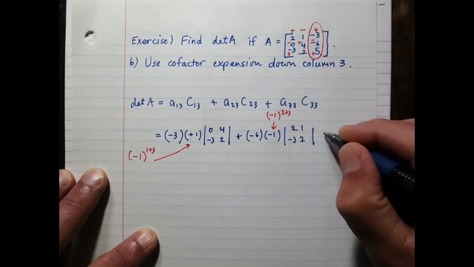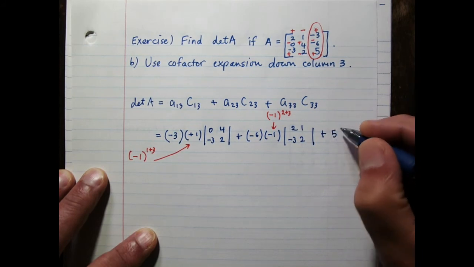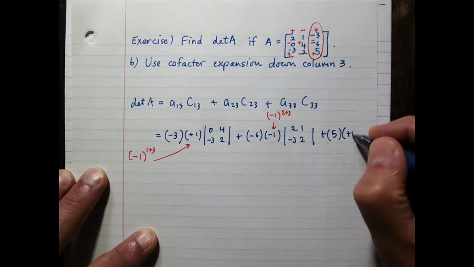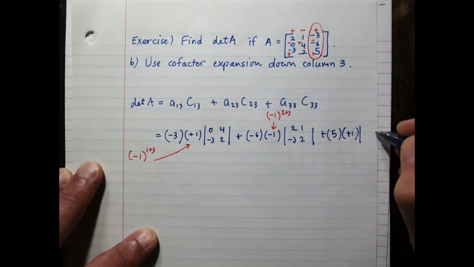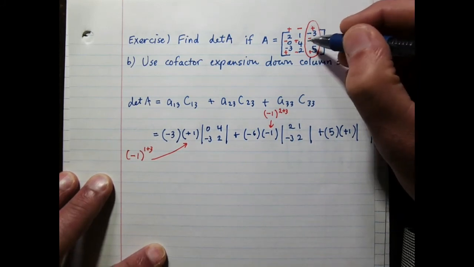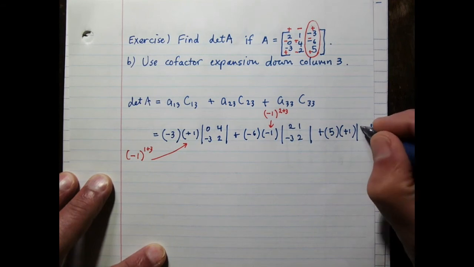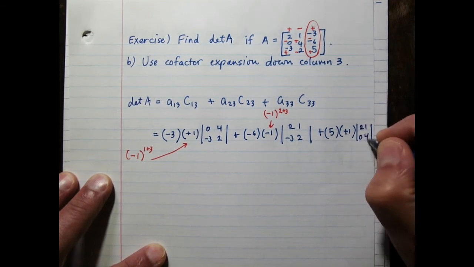And finally, the last entry in that column is 5. And I'm going to take 5 times a plus 1 times another submatrix. When I remove 5's row and column, I have 2, 1, 0, 4.